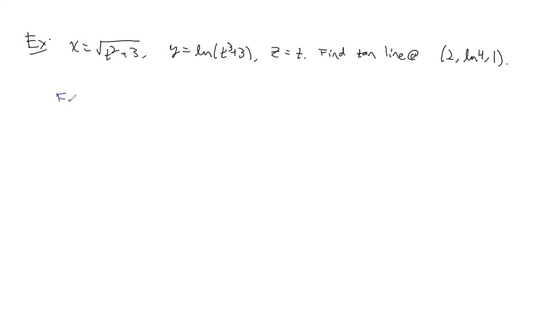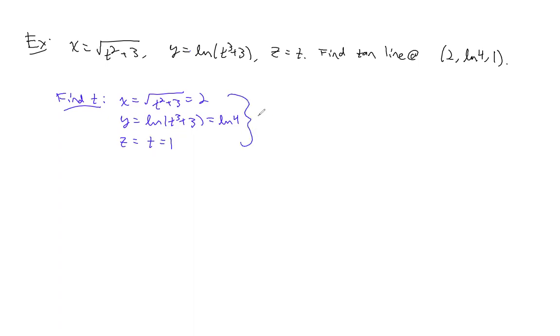So to find t, we have x equals root t squared plus 3, which has to equal 2. Y is equal to ln of t cubed plus 3, which has to equal ln of 4. And z is t, and that has to equal 1. Now it's quite easy to see what t has to be. It's spelled out in the z term. t equals 1. So that tells us what the time value is that we're looking for.